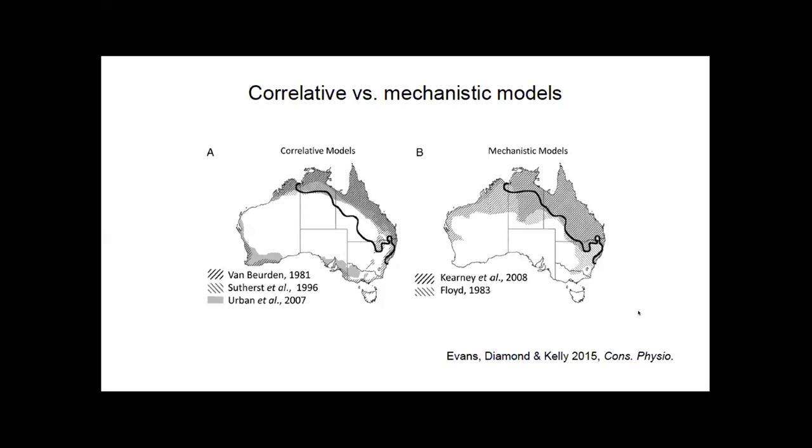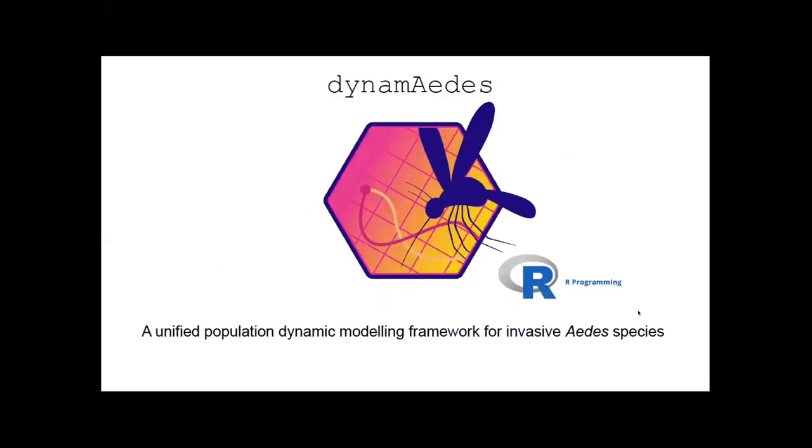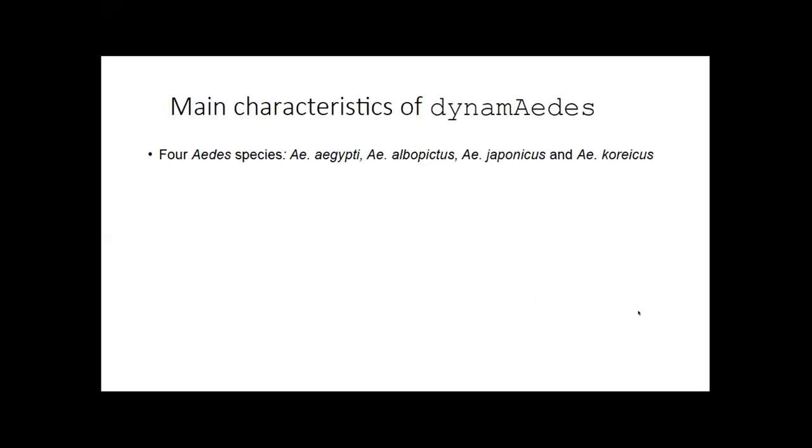But given the problems related to sampling bias, for example, that affect correlative models, we decided to work on mechanistic models for Aedes, building a population dynamic model for Aedes mosquitoes. And that's why we designed dynamAedes, which is a unified population dynamic model framework for invasive Aedes mosquitoes, coded in R. dynamAedes supports the inference of population dynamics of four Aedes species: Aedes aegypti, albopictus, japonicus, and koreicus.